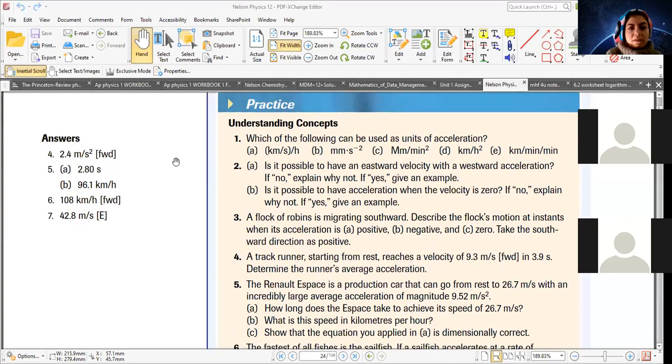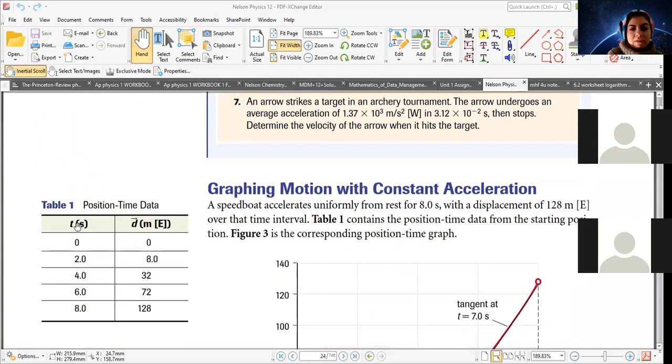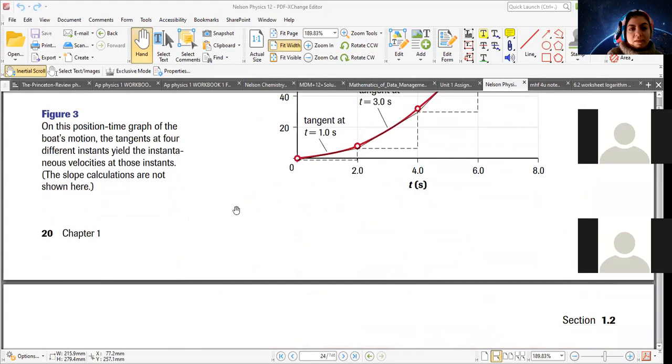Okay, so here is the question I want you to do. Question number 4, 5, 6, and 7, the ones that have an answer here, okay? Yes, this is page 20.